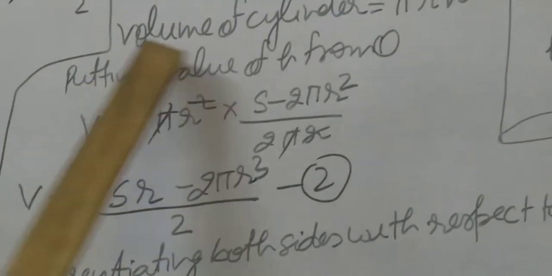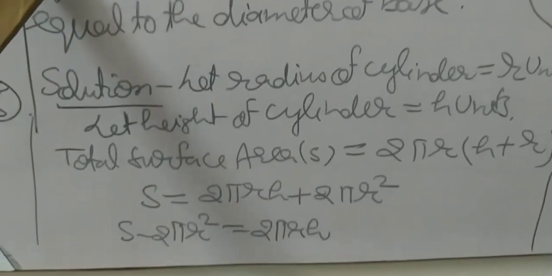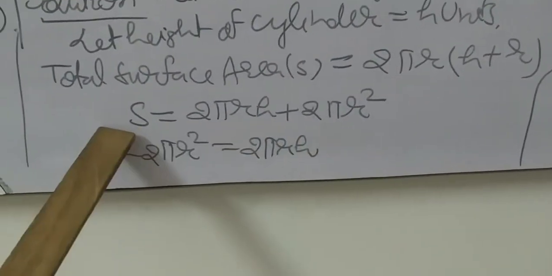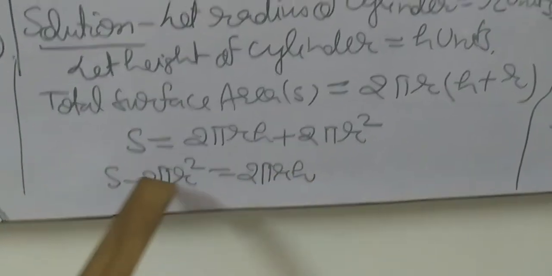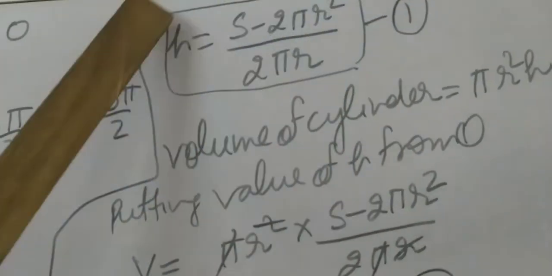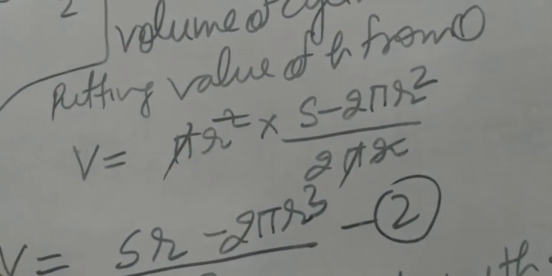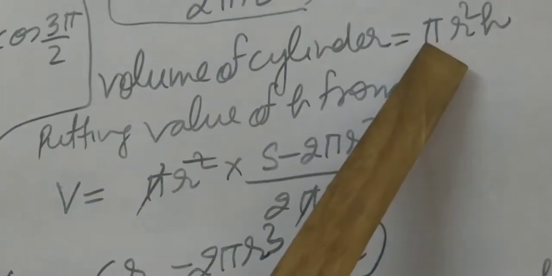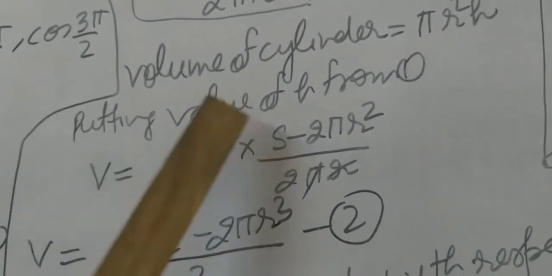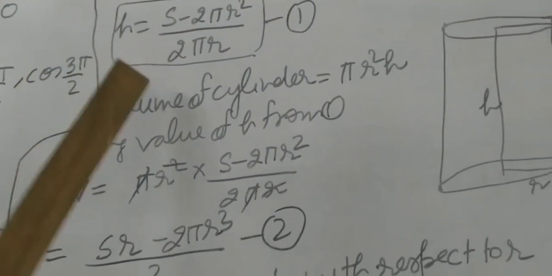Now volume of cylinder equals pi r square h. We have taken volume because we have to maximize volume, and we have used surface area here to find out height. So surface area is used by us to get the value of height, and we are going to maximize volume. We are going to differentiate the volume. Volume of cylinder is pi r square h. So putting the value of h from equation 1.